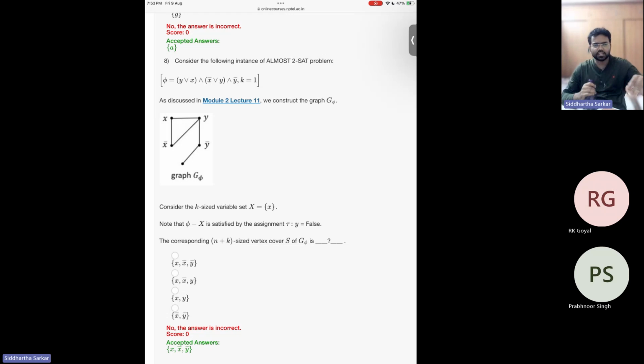So the question that we are asking is, can we delete at most k clauses such that the two set formula becomes satisfiable? So that is always true. Yes, you don't even need to delete any clauses. It will always be satisfiable. That's what I was saying.